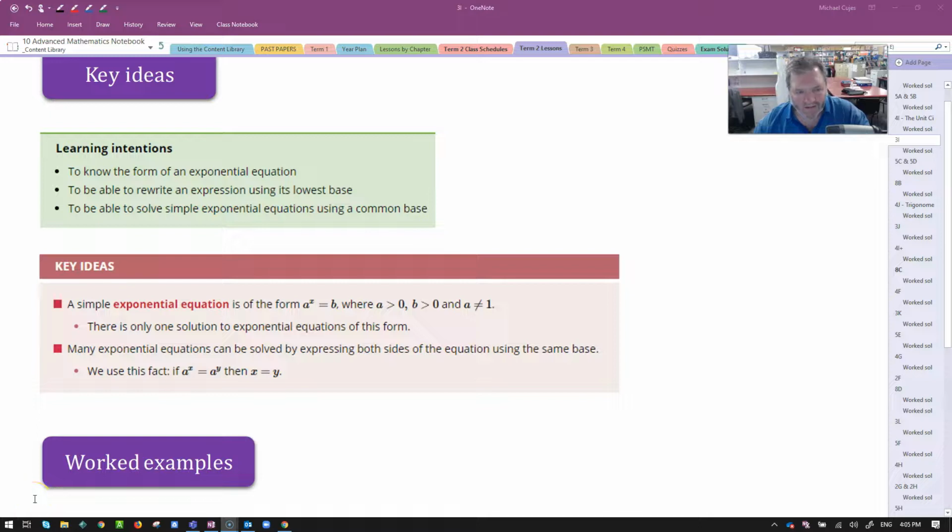G'day Year 10. Today we're going to have a look at exponential equations. These are equations where x is in the exponent, or index, or power, or whatever you'd like to call that.